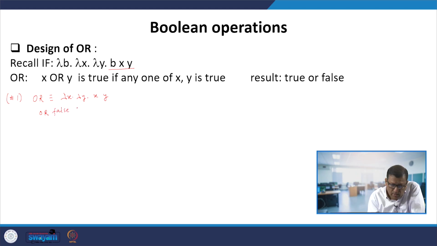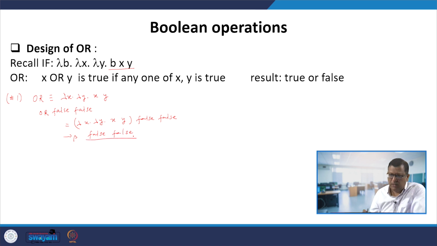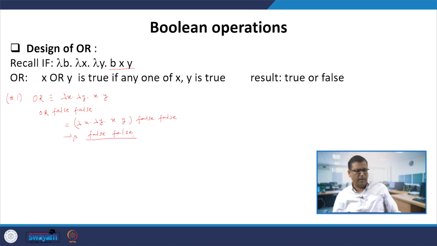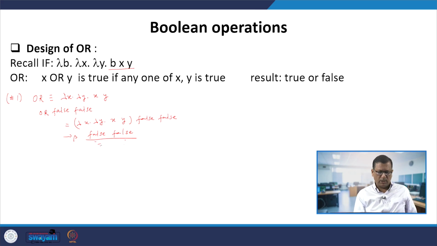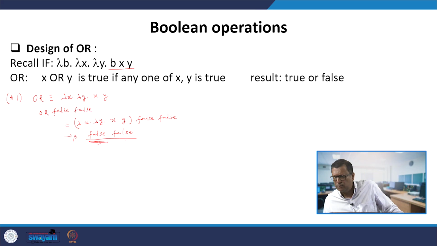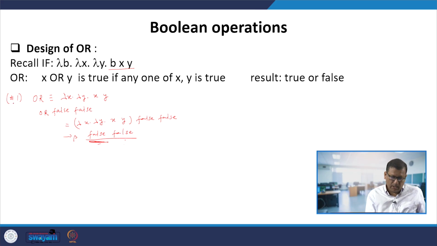Fine. Now if we supply the arguments, say OR of false, false, that means lambda x lambda y, x y, applied to false, false. This beta reduces to false, false. Now the answer should be false and not false, false. Likewise, any other combination like true, true will give true, true, or true, false. It will not evaluate to a Boolean value, so our first attempt is not correct.